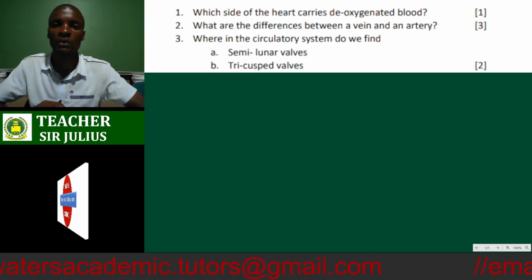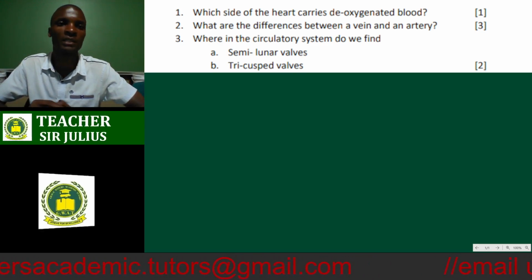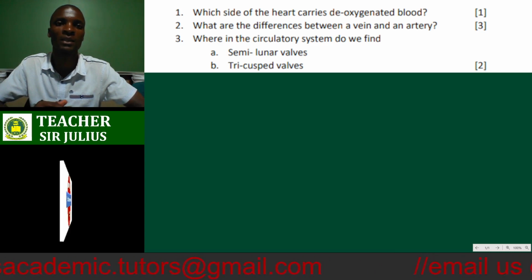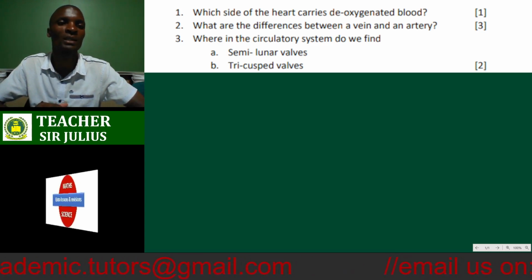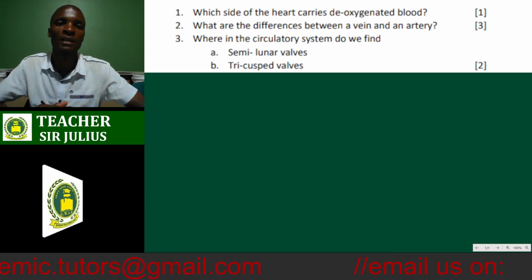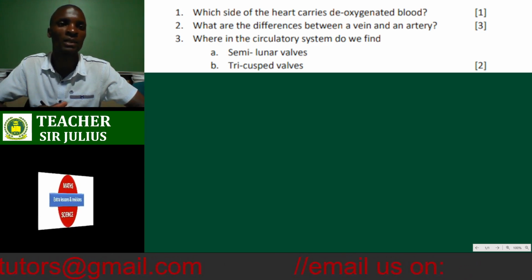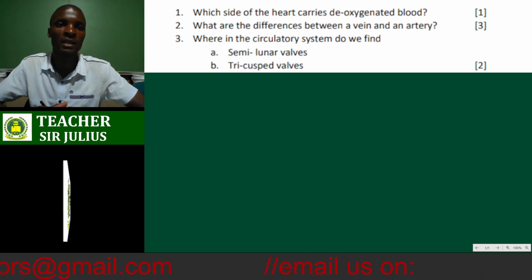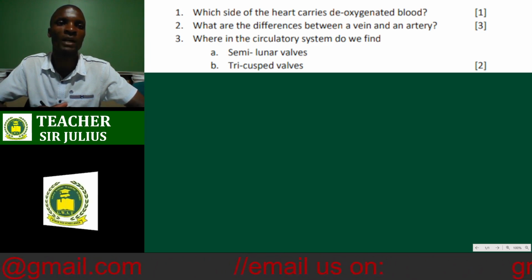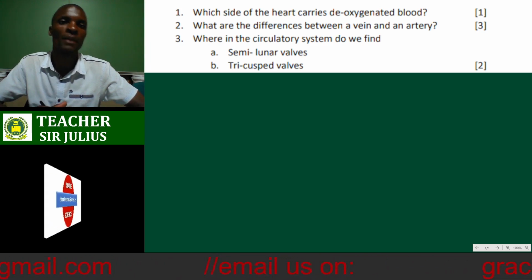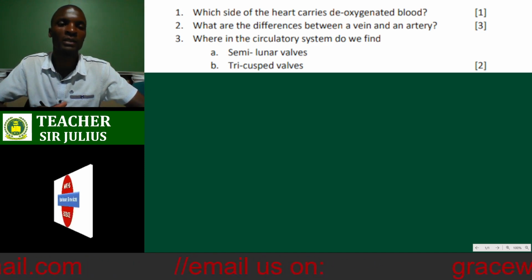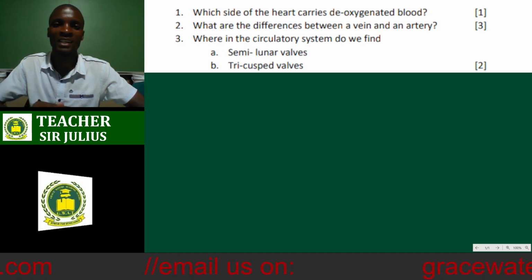Alright, so what you're going to do is very simple. The first question reads, which side of the heart carries deoxygenated blood? This is one mark. The second question reads, what are the differences between a vein and an artery? 3 marks. And then the third question reads, where in the circulatory system do we find semilunar valves and tricuspid valves? Okay, just stay tuned.